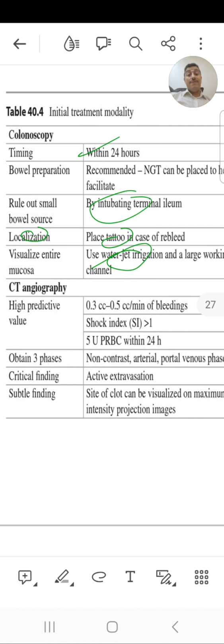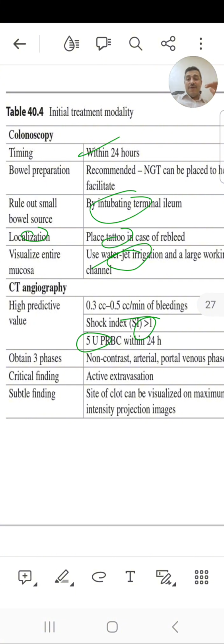The shock index above 1. And you can now recognize how important the shock index is. And these are when can I do CT angiography? If I need 5 units of packed RBCs within the first hour. And if I do CT angio, please do three phase. These are the pre-contrast or non-contrast, the venous phase, and the arterial phase.